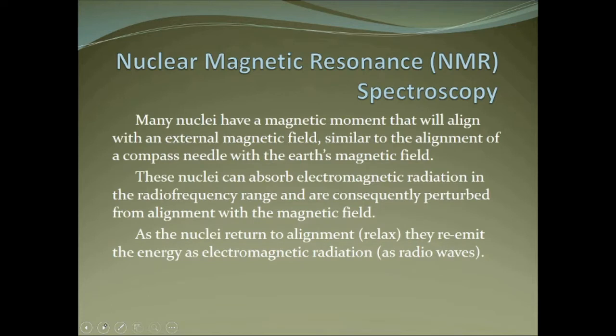The basic principle behind nuclear magnetic resonance spectroscopy is that nuclei can behave a bit like a small magnet. And so if we put it in a magnetic field, like a compass needle, it will align with the field. We can push it away from alignment using radio waves, and that will push it out of equilibrium. When it returns to alignment, it gives off energy in the form of radio waves, and we can measure that.